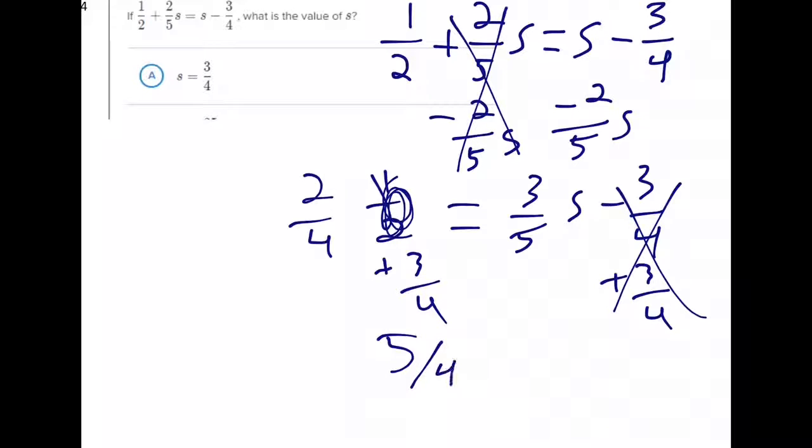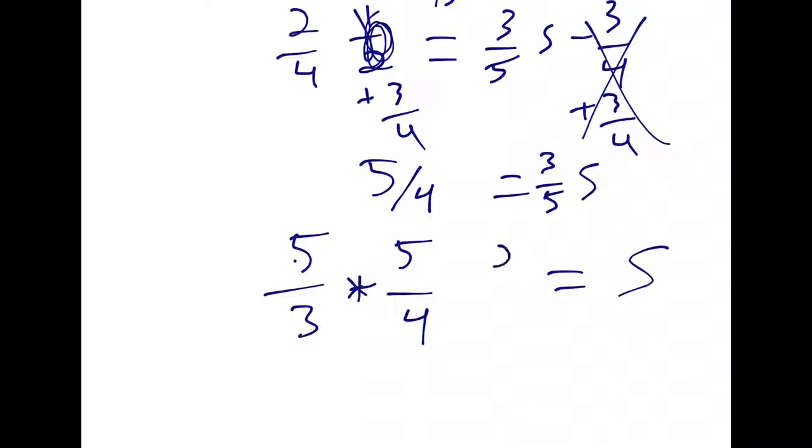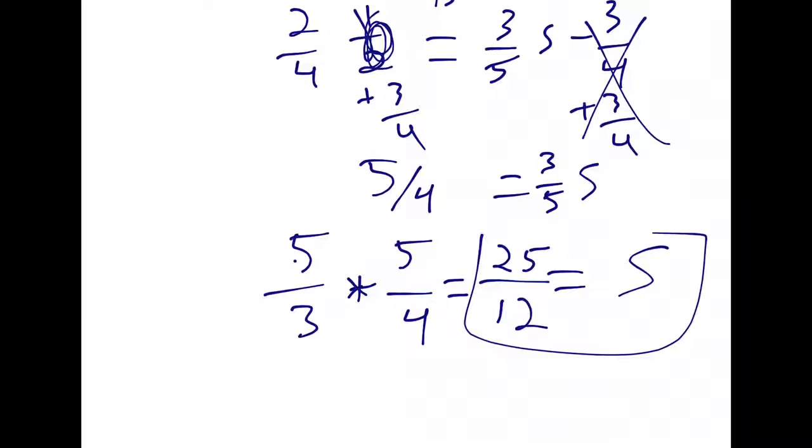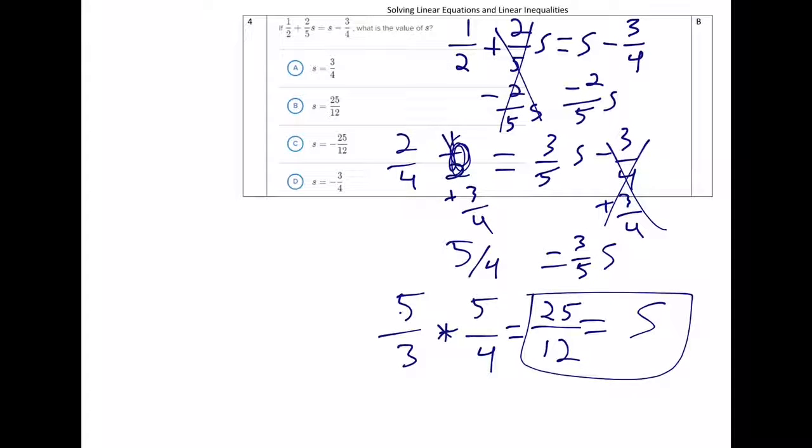So I have 5/4 s is equal to 3/5 s. Excuse me, there's no s here on the left. Just 5/4 is equal to 3/5 s. To cancel out this 3/5, I can multiply both sides by 5/3. So I have 5/3 times 5/4 is equal to s. 5 times 5 is 25. 3 times 4 is 12. 25 over 12. If I look back at my original answer choice, that was B.